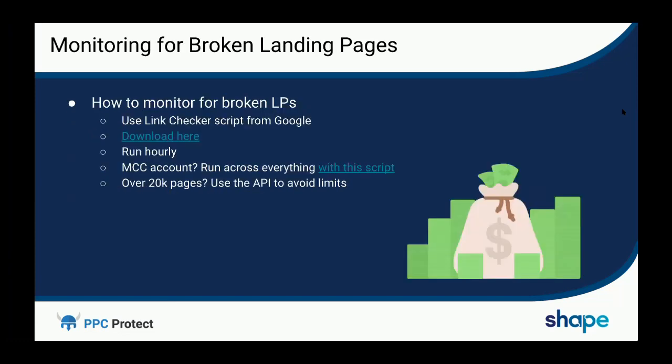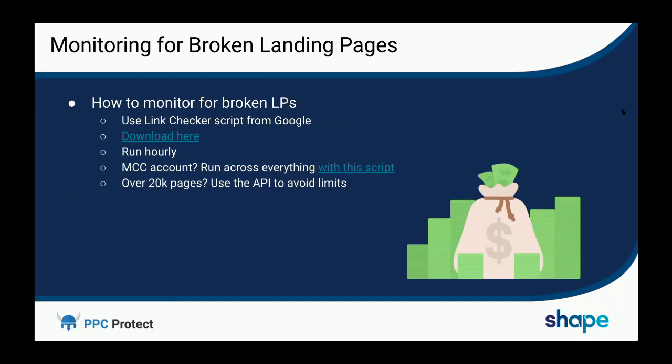So in terms of monitoring for broken landing pages, and this would be relevant to any industry, agency, in-house, wherever you are, we would recommend using the link checker script from Google. So Google actually provide this script. Why they provide it as a script and they don't natively build it into Google Ads, I still can't get my head around. I'm sure they will one day, but yeah, at the moment you're going to have to do a bit of digging and find it.